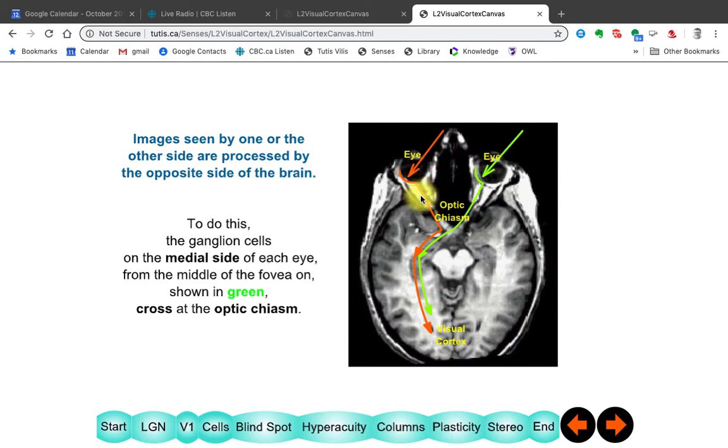And then this signal goes to the opposite cortex along this green line, whereas a signal coming from the lateral side doesn't cross and ends up on the same side of the cortex.